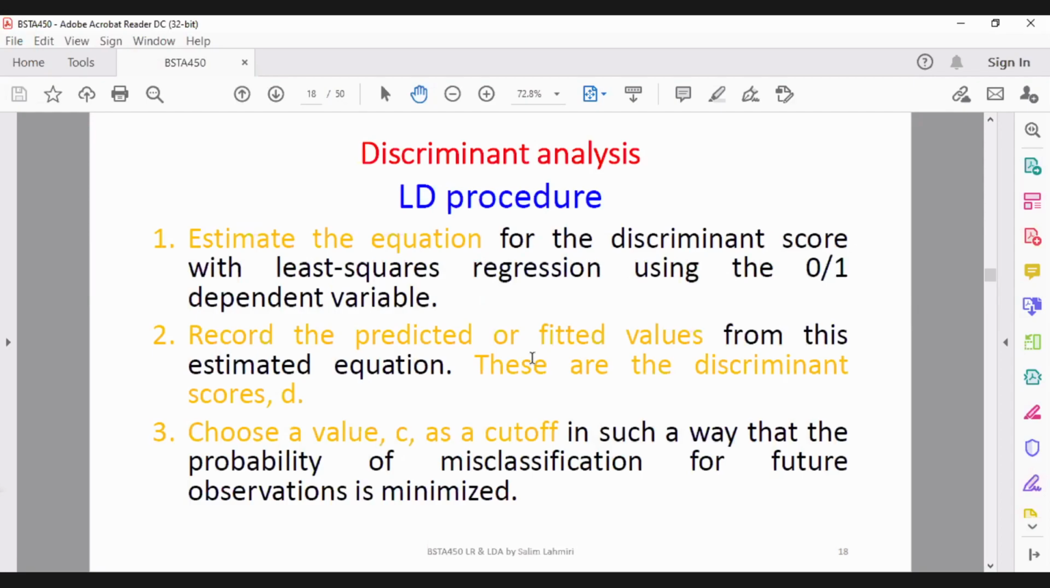Finally, you need to set a cutoff. Choose a value of C, which is a cutoff, in a way that the probability of misclassification for future observations is minimized. So the first step is estimating D. The second is to calculate the discriminant scores, and the third step is to choose the most suitable C to discriminate between the two classes.